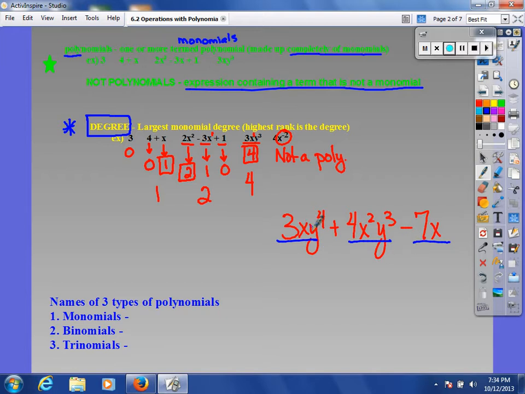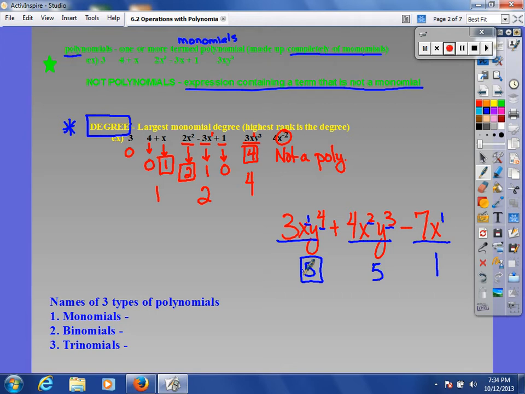What's the degree of the first term? Well, it's the sum of the variable's exponent. It's 5. What's the degree of the second term? It's 5. What's the degree of the third term? It's 1. So I've added up these exponents to find the degree of each little term. Now I'm looking for the highest rank. Well, 2 of them have the same rank. That means that they have the same degree. The degree of the polynomial then would be 5. I don't add those up. I simply look for the largest monomial degree. That's the difference between polynomial and monomial.